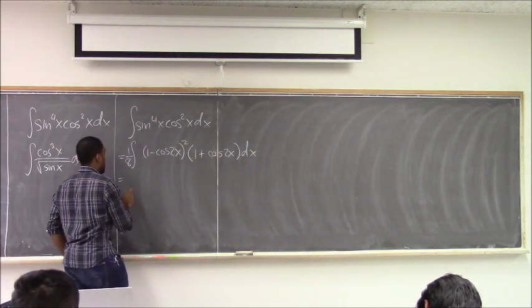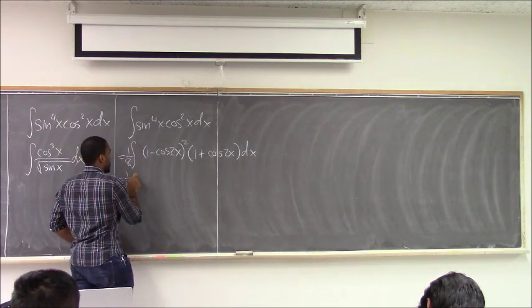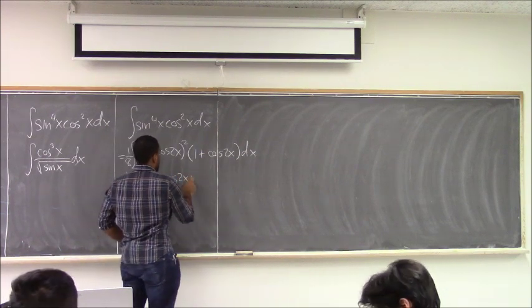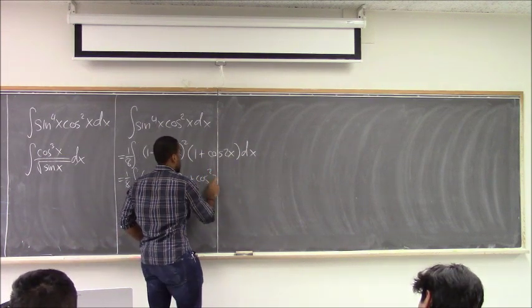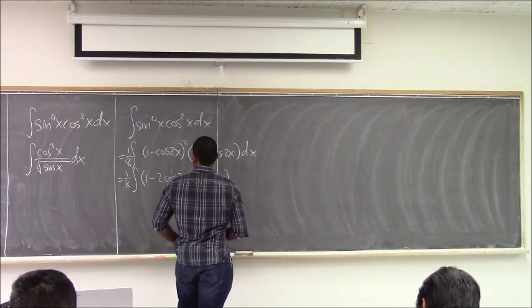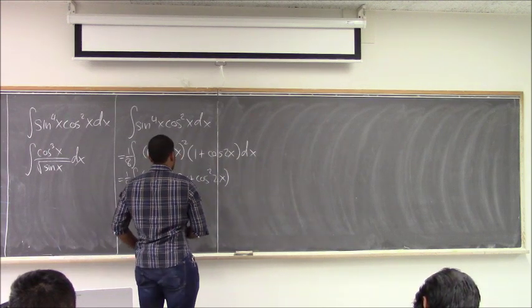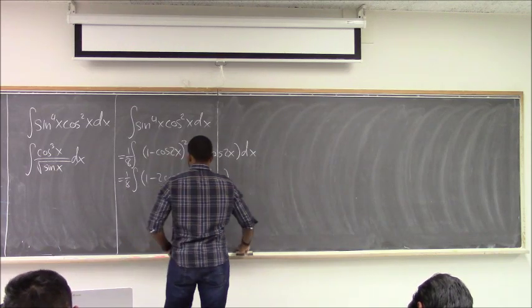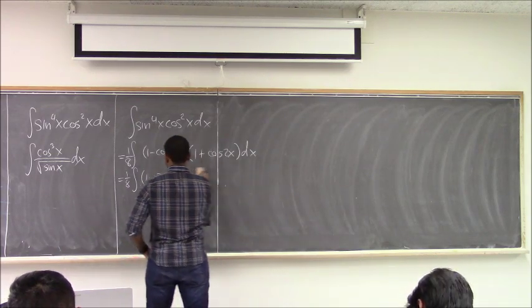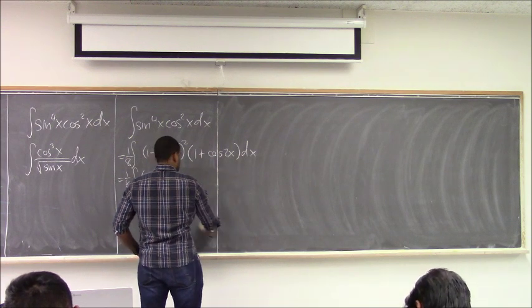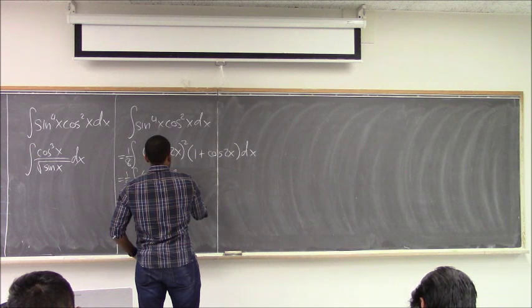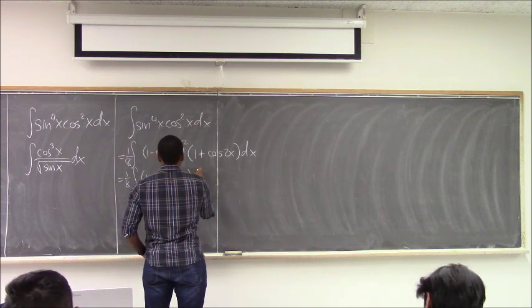Okay, then you expand everything out, and I believe that should be 1 minus cosine 2x minus cosine squared 2x plus cosine cubed 2x. That's after doing everything. Yeah, I don't know if I want to expand a triple one. Let's apply the difference of squares first.